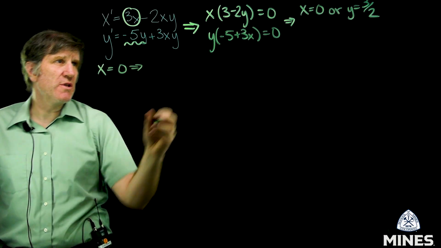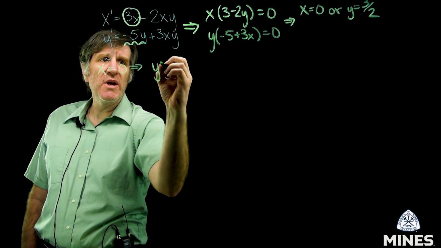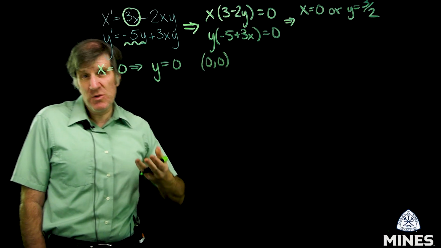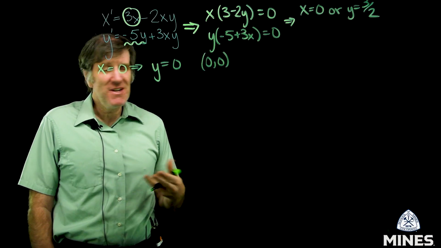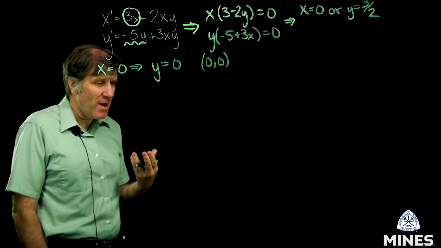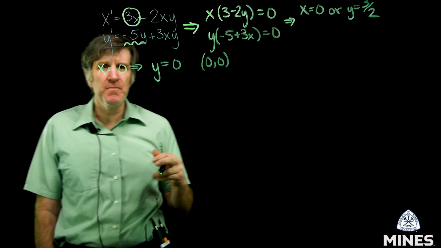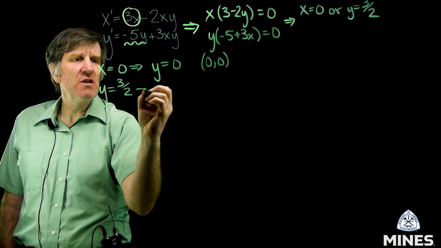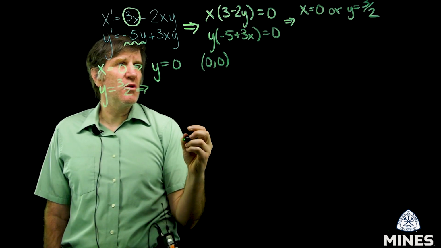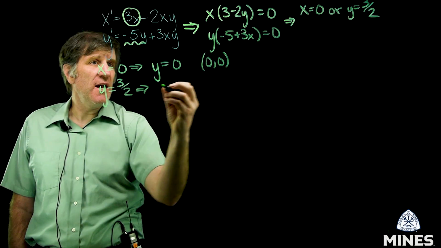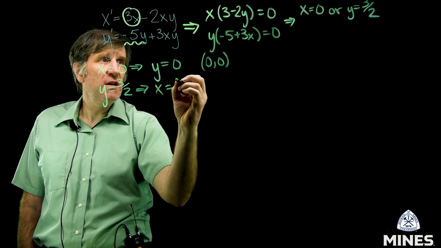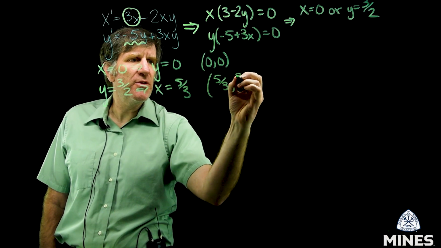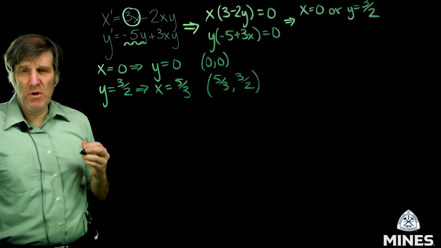If x is 0, we'll plug that into the second equation, and we get y equals 0. So we have a 0-0 equilibrium solution. That makes sense with a population. If there are no rabbits and there are no foxes, then there will continue to be no rabbits and no foxes, right? So that's an equilibrium. And the other possibility was, what if y is 3 halves? So we plug that into the second equation, and we get x must be 5/3. So we have 5/3 comma 3 halves as another equilibrium solution.